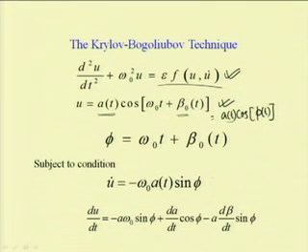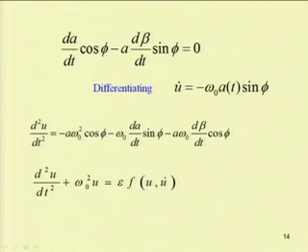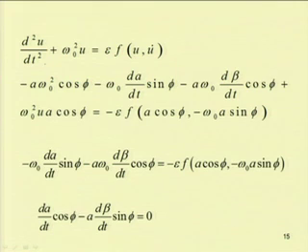To satisfy this condition, differentiating this we can write du by dt in this form, and by substituting this condition we have dA by dt cos phi minus a d beta by dt sin phi should be equal to 0. Differentiating this also, we can get d square u by dt square in this form. So, substituting d square u by dt square, u dot and u in the original equation, we can write d square u by dt square plus omega 0 square u equal to epsilon f u u dot.